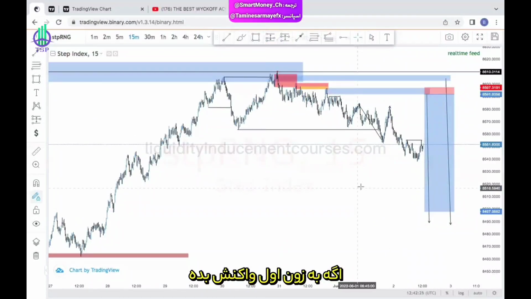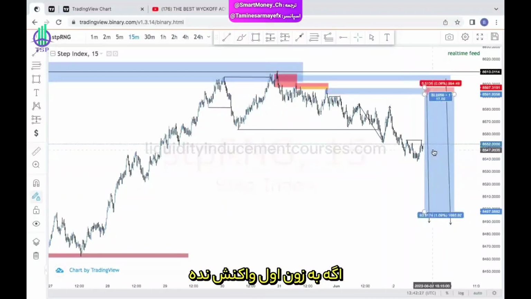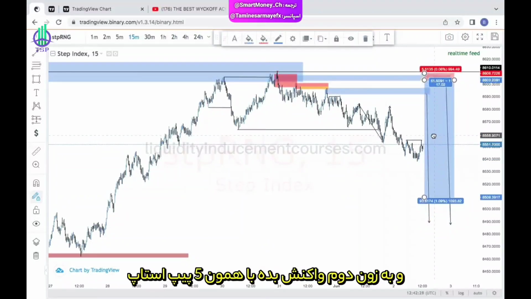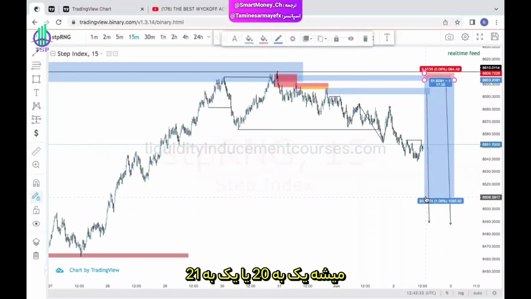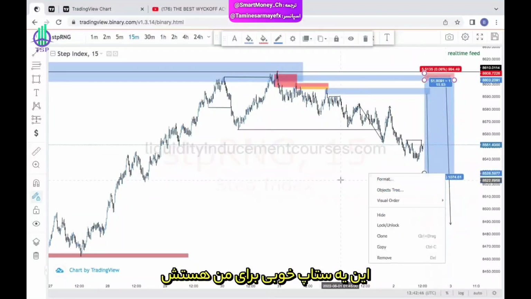If we react off the first zone, if we fail to react off the first zone, we would react off the second zone, with the same 5 pip stop loss. And then 1 to 20, or 1 to 21 for each of them. So this is a fine setup for me.